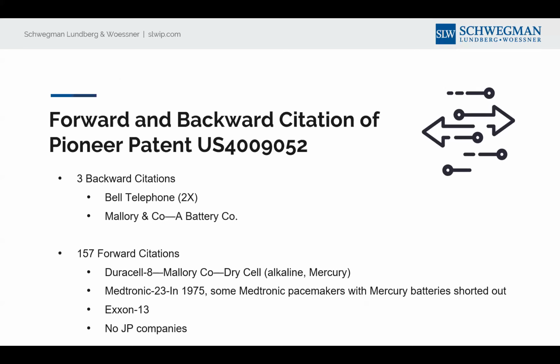Okay, the forward and backward citations of this pioneer patent were, it had 3 backward citations. 2 were from Bell Telephone, and 1 was from Mallory and Company, which is a battery company, a forerunner of Duracell. It had 157 forward citations. These citations include 8 from Duracell, 23 from Medtronic, and 13 self-citations from Exxon. And there were others too, but these were probably the main ones.